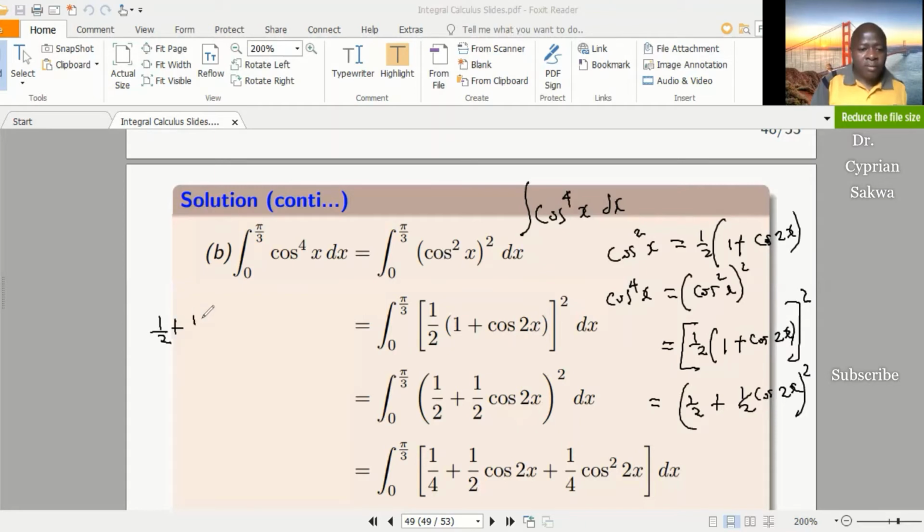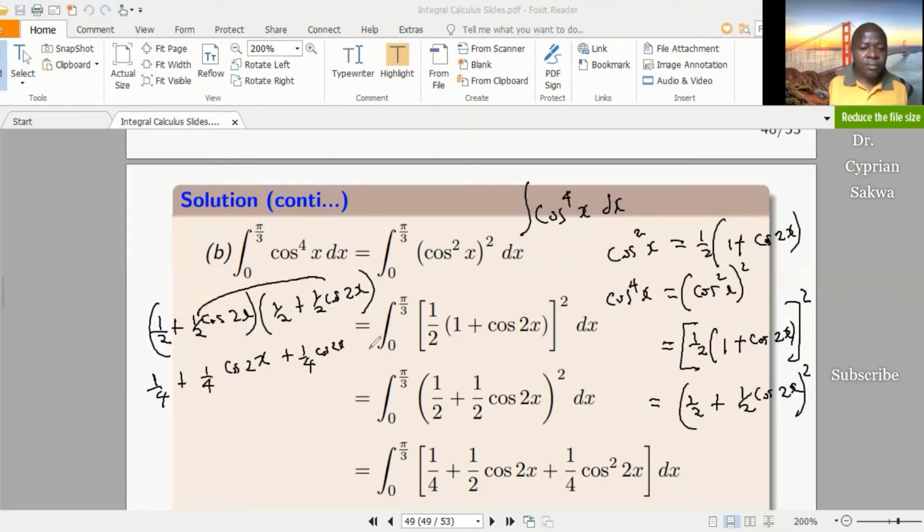A half plus a half cos 2x multiplied by a half plus a half cos 2x. Let's just multiply that. A half times a half will be a quarter. Then a half times a half cos 2x will be a quarter cos 2x. What about this a half cos 2x times this a half? It will again be a quarter cos 2x. What about this times this? It will be plus a quarter cos 2x squared.